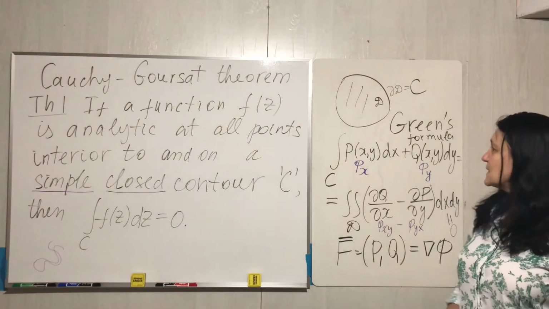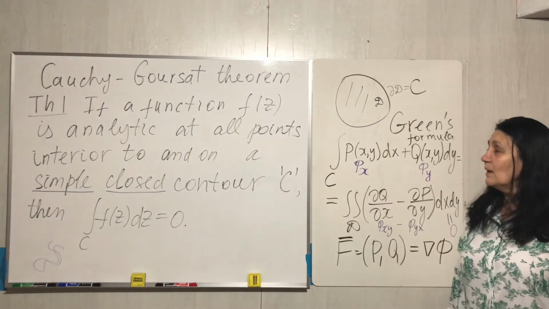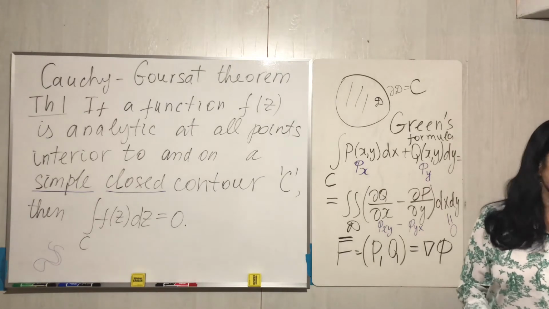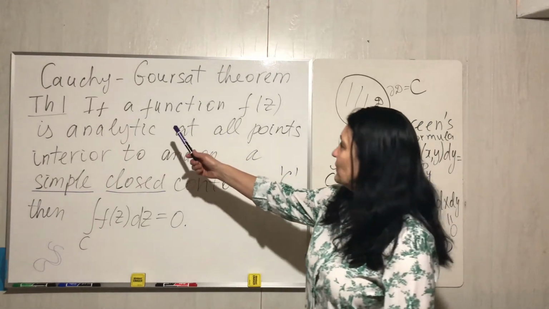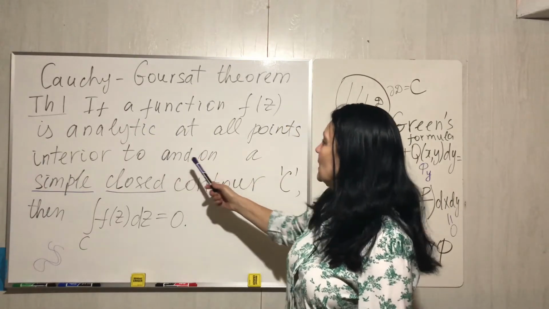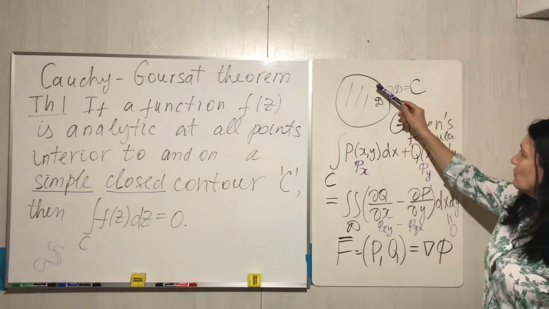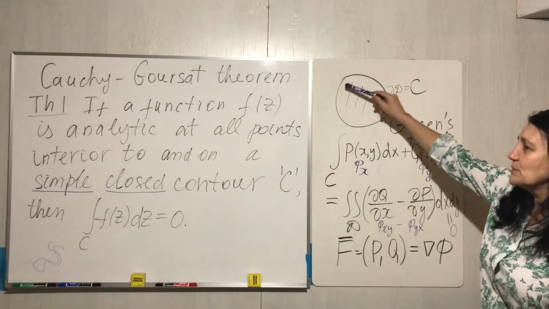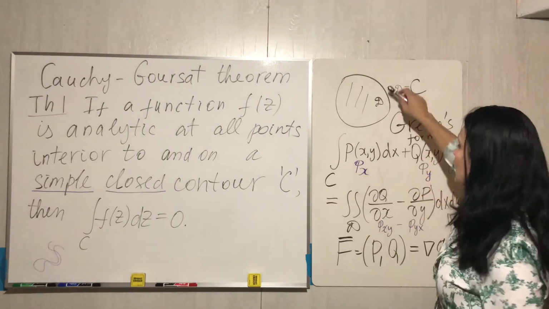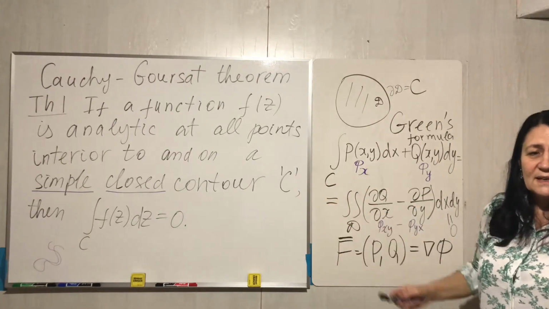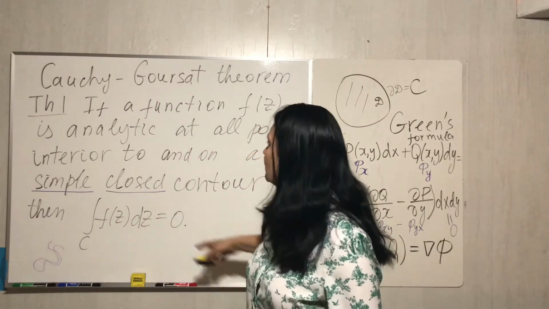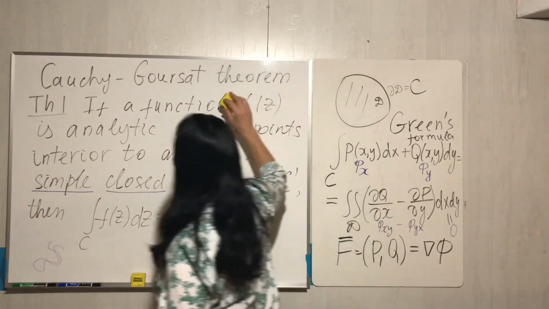Okay, so now let's use Green's theorem to sketch the proof of the Cauchy-Goursat theorem. Let's read the theorem again. If we have a function that is analytic on a simple closed contour C, then the integral along this contour C of the analytic function is 0. So let's memorize what we're trying to prove.